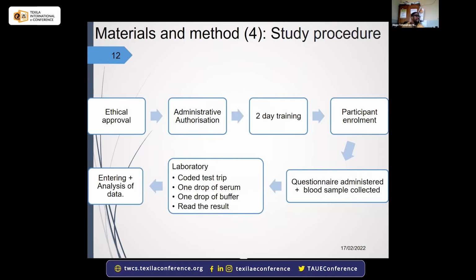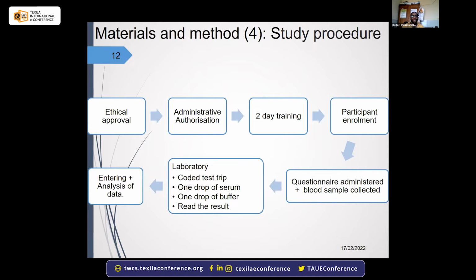So we obtained ethical approval and an administrative authorization to be able to carry out this study. We took a 2-day training on research ethics and the techniques of doing the hepatitis serology testing.